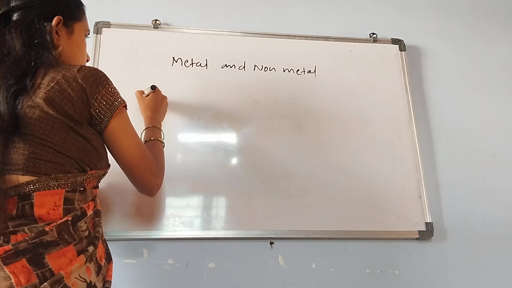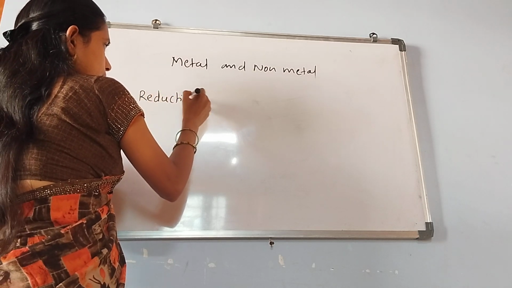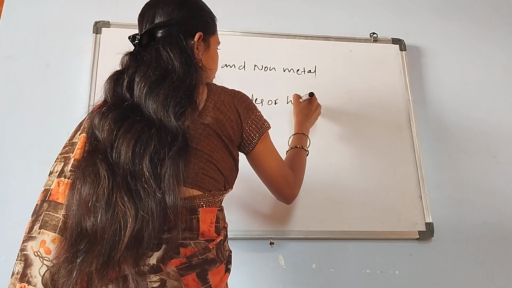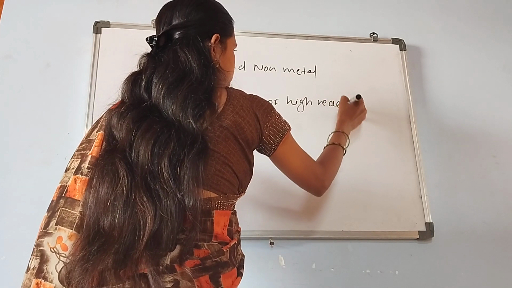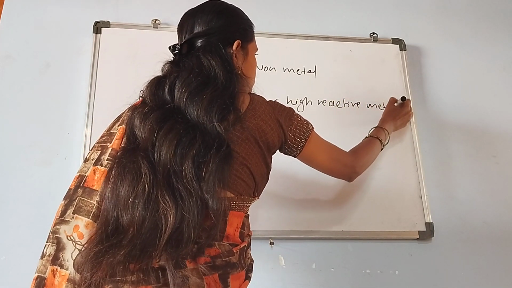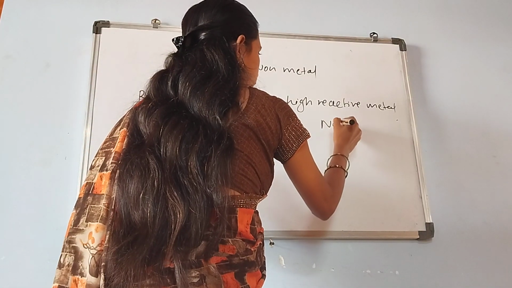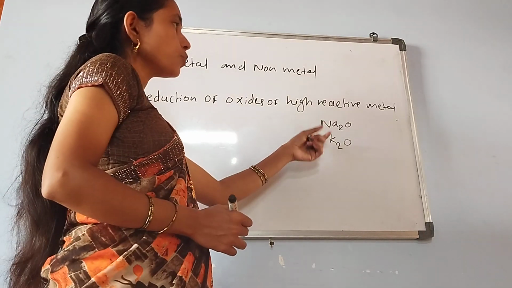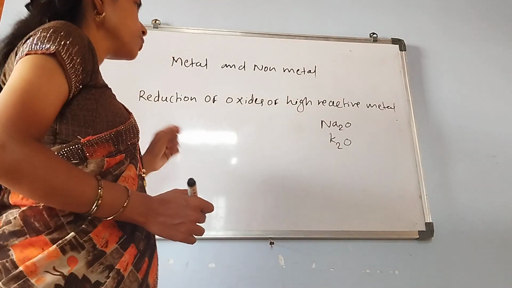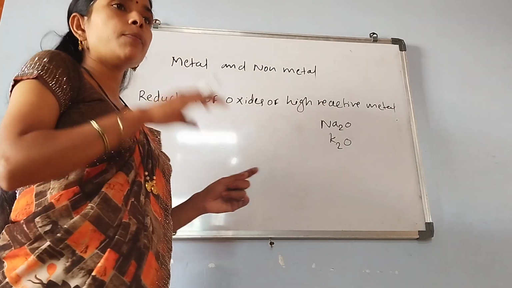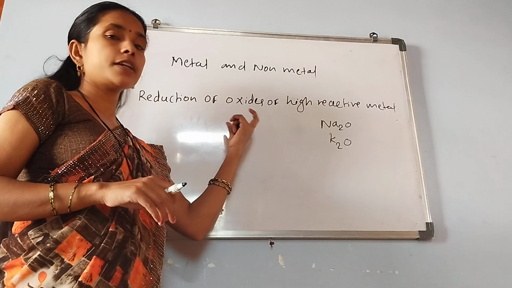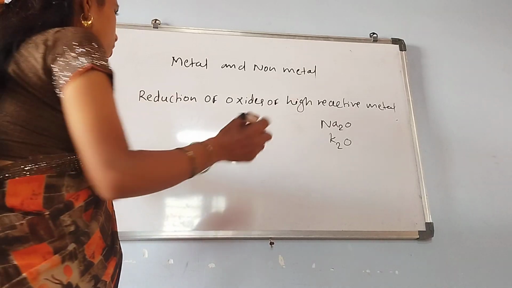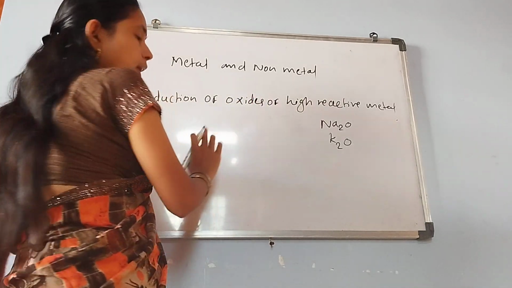So, reduction of oxides of highly reactive metals. Okay, so we know Na2O, sodium oxide, K2O. These are very highly reactive metals, and we have to reduce these metals. For that reason, which method are we using here? Electrolysis. What is meant by electrolysis? By passing electric current, we are breaking down that metal oxide and separating the metal from it. That is only the reduction process. So reduction of highly reactive metals we do by electrolytic reduction.